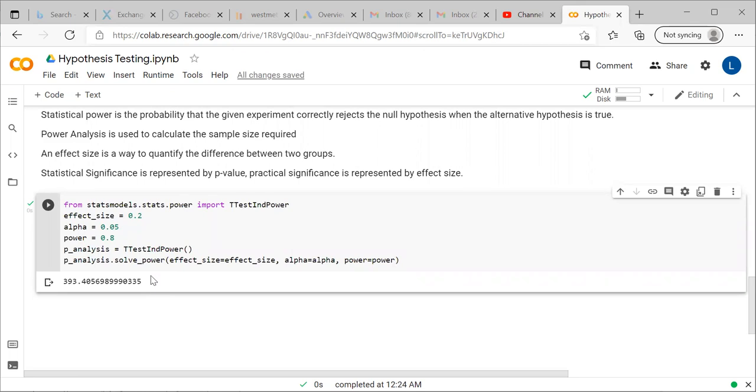So in this video, we have shown you only the one sample t-test. There are many more things like the two sample t-test, paired test, and all that under hypothesis testing itself. Those things we will cover in our upcoming videos.